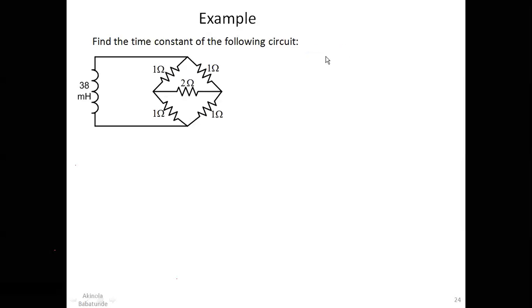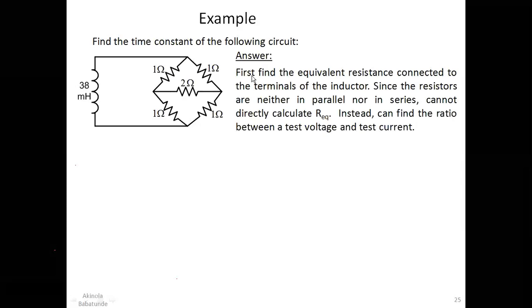So let's go ahead. What you find out is that first we find the equivalent resistance connected to the terminals of the inductor. I've explained that. Since the resistors are neither in parallel nor in series because of their configuration, we cannot directly calculate R equivalent from here. Instead, what we can do is to find the ratio between a test voltage and a test current. Okay, so finding the ratio between a test voltage and a test current would mean that we want to find V over I. As you know, V is always equal to IR.